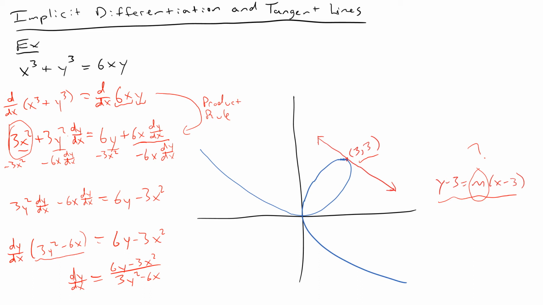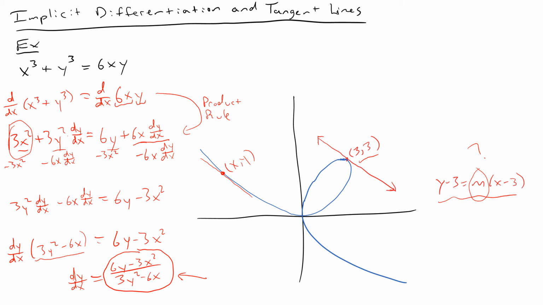So this expression here, (6y minus 3x squared) over (3y squared minus 6x), is the derivative of y with respect to x. In other words, that gives us the slope of the tangent line for any point (x, y) that we choose. So if I wanted to know the slope of the tangent line at this point right here, whatever that point is, if I plug that into this expression that I have circled, that tells me the slope of the tangent line at that point.